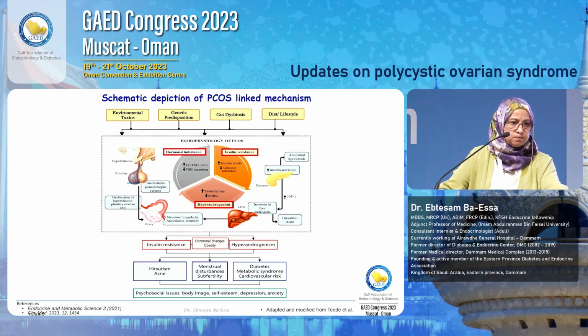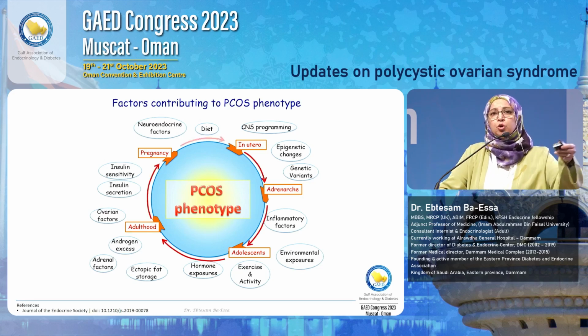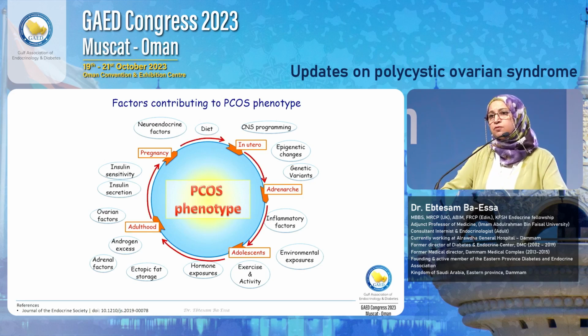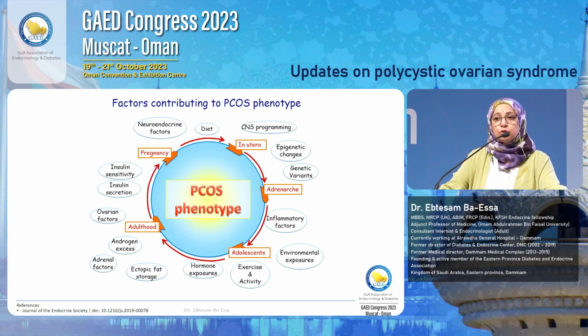of that disease. This slide shows you the factors contributing to the polycystic ovary syndrome phenotype, and the aim of showing you this slide is to show you that the process of this disease is a continuous process, starting from intrauterine life and continuing to adulthood, to reproductive age, and continuing even to the menopausal age with its subsequent cardiometabolic risk.